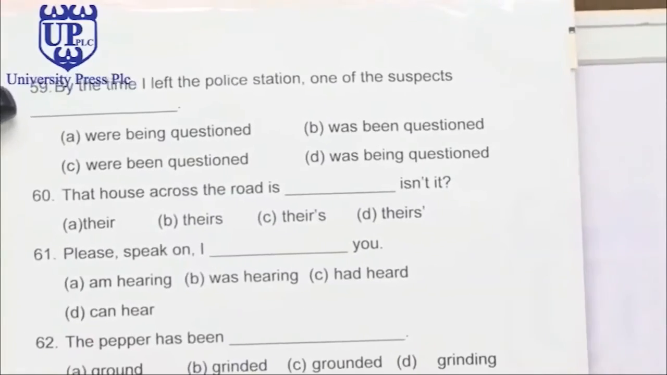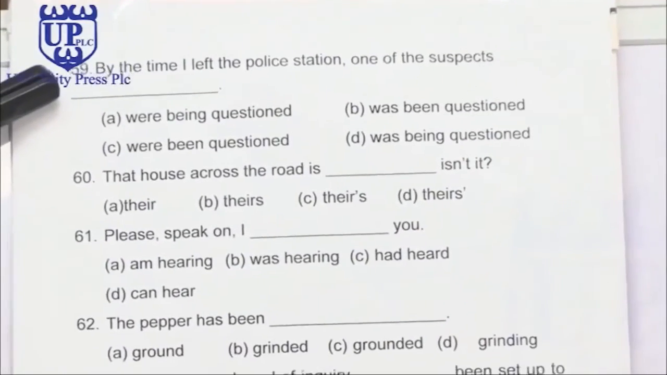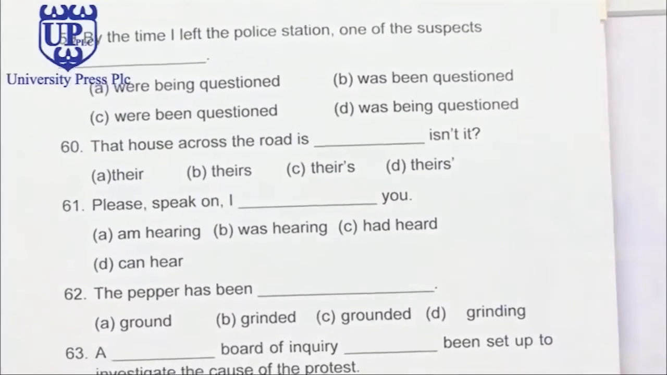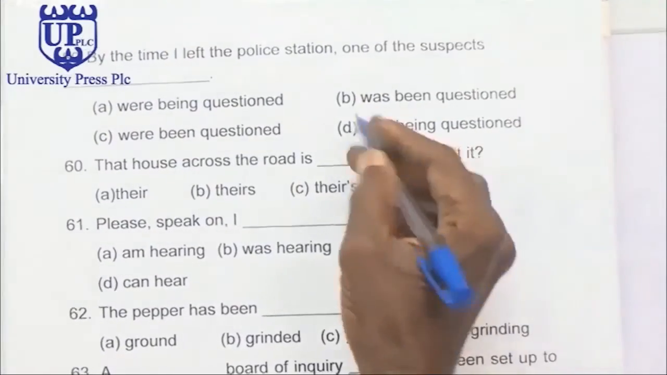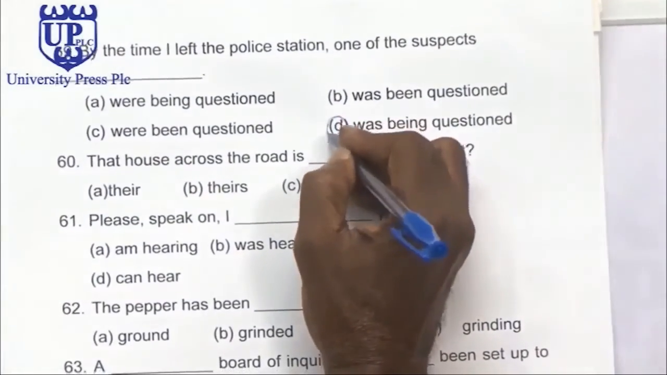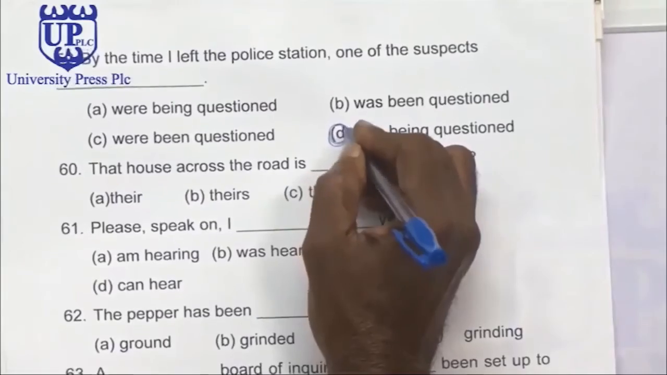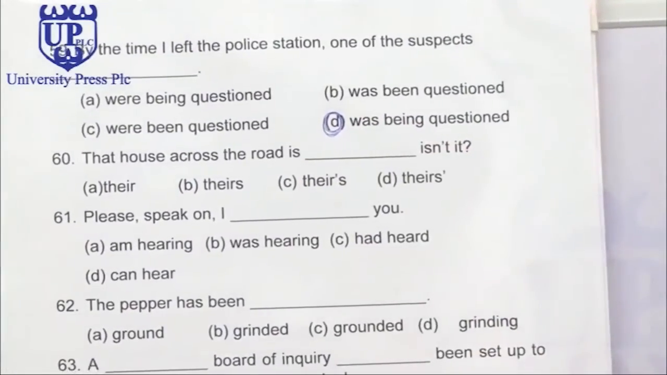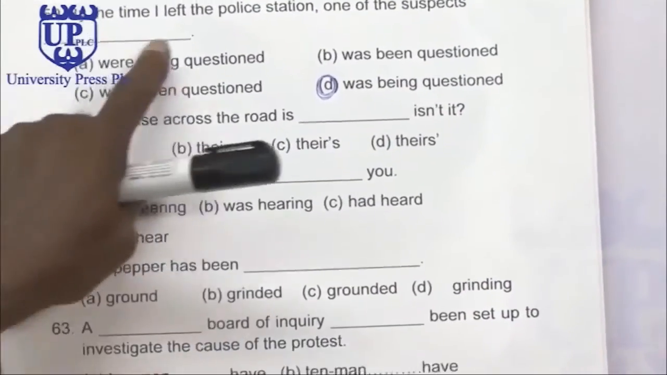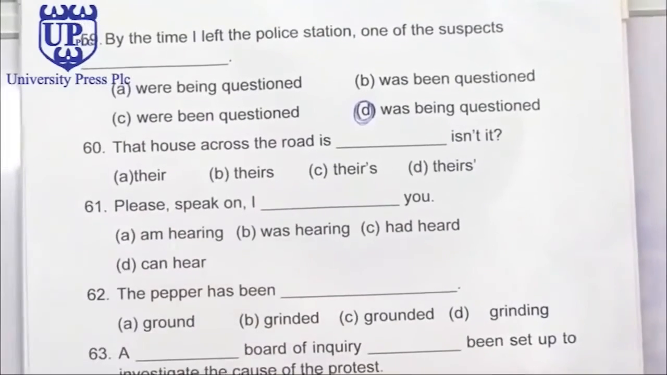Right. 59 now. By the time I left the police station, one of the suspects, again, look at the being there. One of them was being questioned. Again, this being, not been, was being questioned. One of the suspects was being questioned, in that process of. So take note. By the time I left the police station, one of the suspects was being questioned.